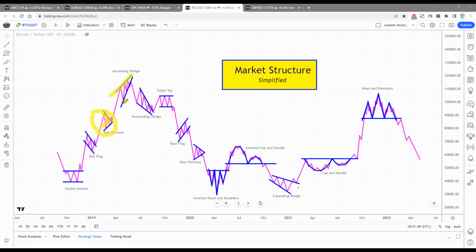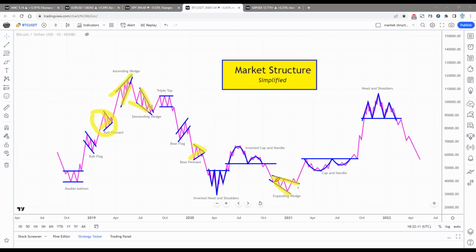This is called an ascending wedge. Where I come from, it's called a triangle. This is called a descending wedge. I call it a triangle. This is a bear pennant. I call it a triangle. Okay, this is an expanding wedge. I call it a triangle.